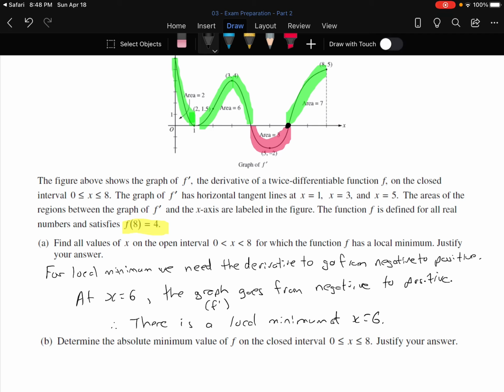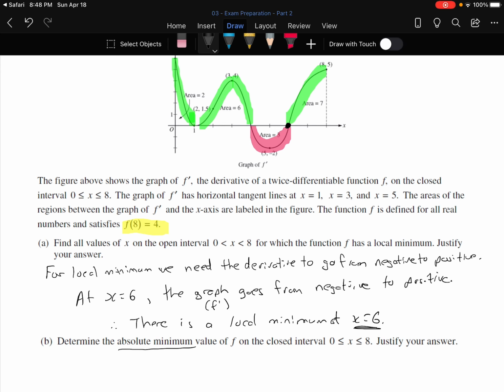Next, it says determine the absolute minimum value. Now, when it says absolute minimum value, we've got to think all the way back to regular calculus and say, okay, when do we get an absolute minimum? And there are these candidates, these nominees to be the absolute minimum. And x equals 6 is one of them. It's a local minimum, so x equals 6 is a candidate. But the other two spots we've got to check are 0 and 8.